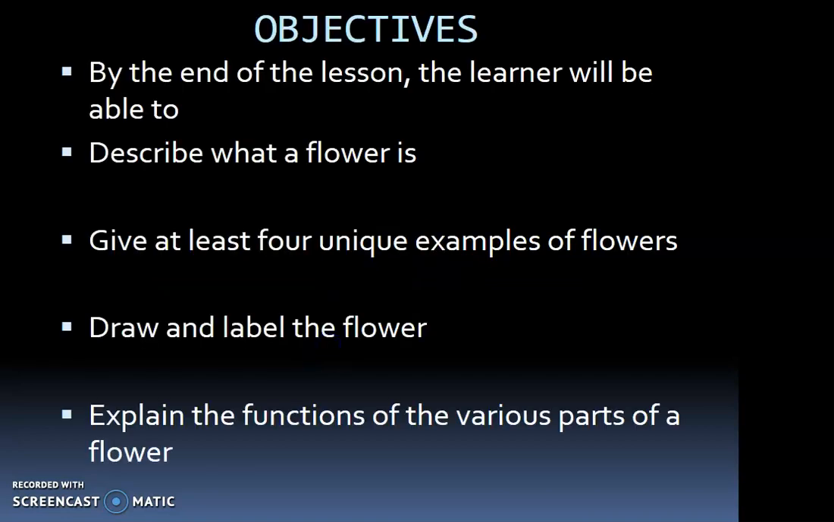By the end of this lesson, the learner will be able to describe what a flower is. The learner will be able to give at least 4 unique examples of flowers. The learner will also be able to draw and label a flower. And lastly, the learner will be able to give the functions of the various parts of a flower. So now the basic question is, what is a flower?